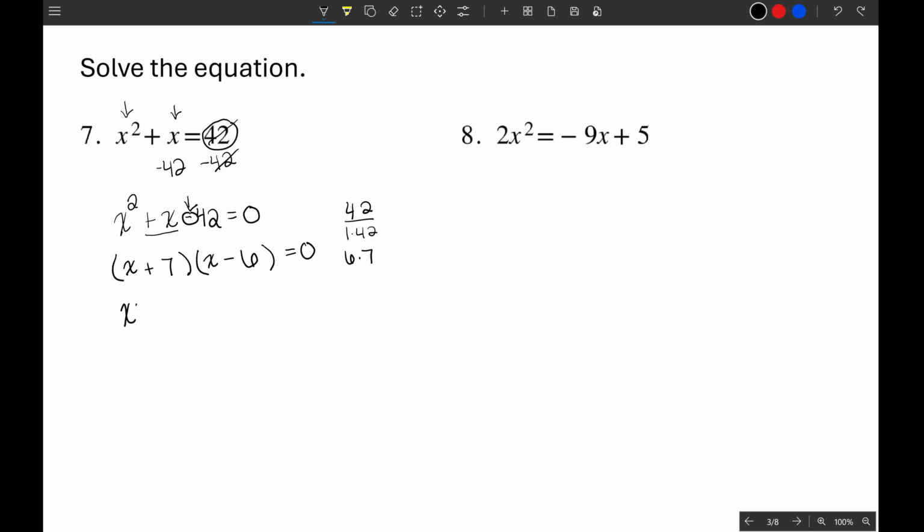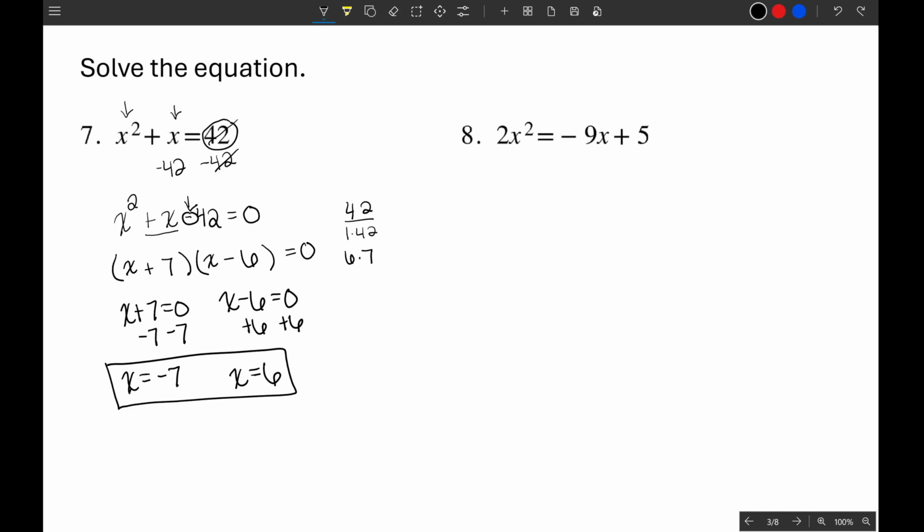Now I set both of those factors equal to 0. And I solve. So subtract 7. X equals negative 7. Add 6. So x equals 6. And those are my two answers. Also, just a fun fact, if the degree or the largest exponent here is 2, you would have two answers, or an answer sometimes that counts twice. Sometimes you can get the same number twice.